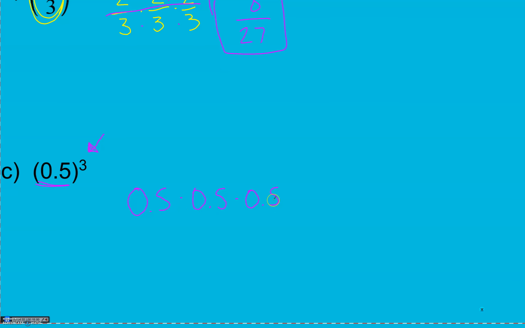5 times 5 times 5. 5 times 5 is 25 times 5. If we have 5 quarters, we have $1.25, so 125 cents. Check your decimal places. Here I have 1, 2, 3, 1, 2, 3 in my answer. So I get 0.125. And again, we're counting decimal places after our decimal. 1, 2, 3. My final answer has to have 3 then as well.